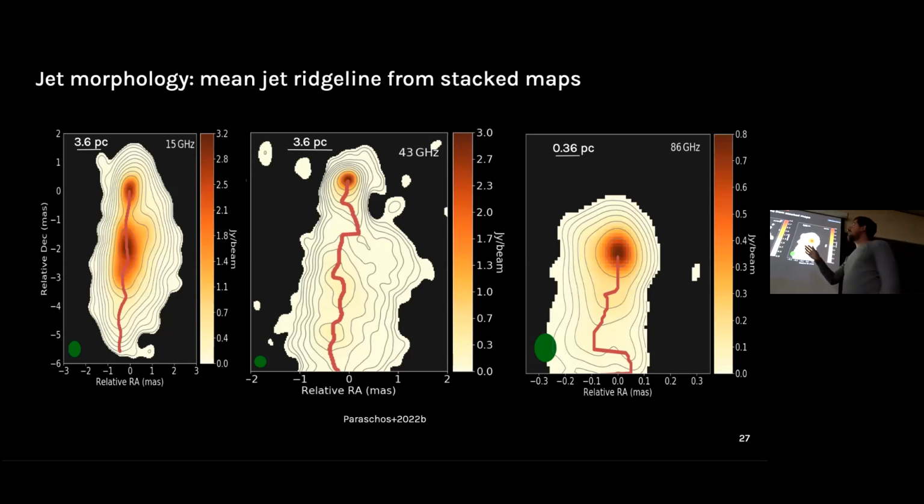You can see that at 15 gigahertz, there are two prominent regions, the core and this region, which is usually referred to as C3, is a brighter knot. At 43, the core is more visible, and the C3 region is less pronounced. And at 86, I'm zooming in to show that there seems to be this double rail structure that we also saw in the space VLBI image.